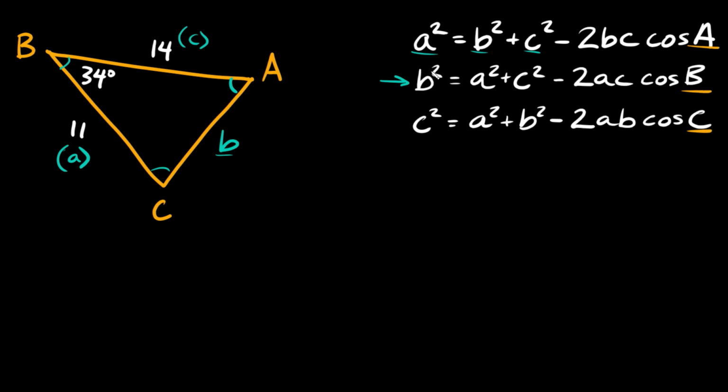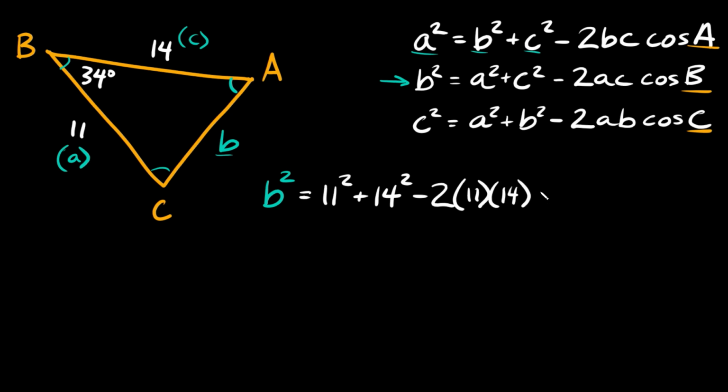So we're looking for b squared, which we don't know, right? So we're going to say, first of all, b squared is equal to a squared plus c squared, right? Well, a is 11 and c is 14. So here we're going to have 11 squared plus 14 squared. And then minus 2 times a times c. So again, a is 11 and c is 14. And that's times the cosine of angle B, which is 34 degrees, right? So this is the cosine of 34 degrees.